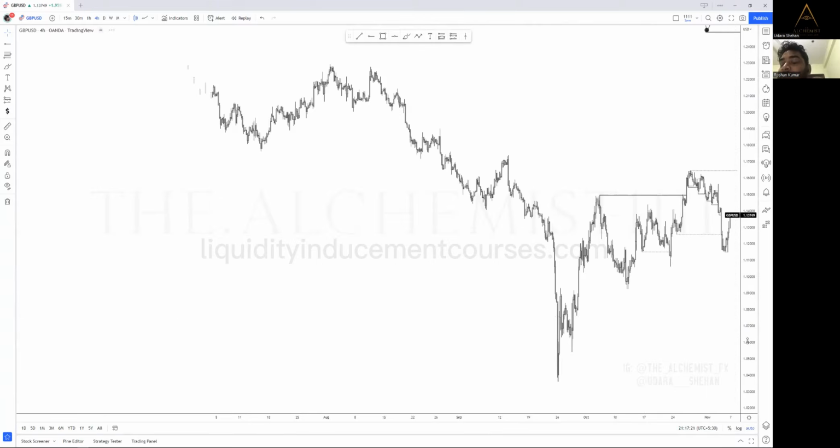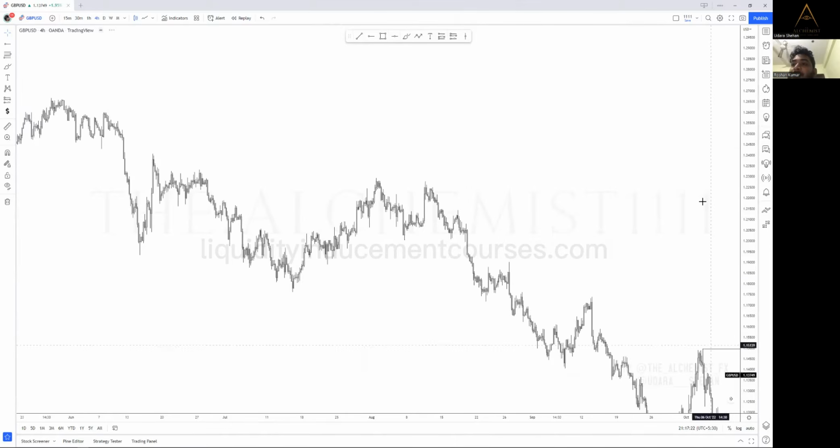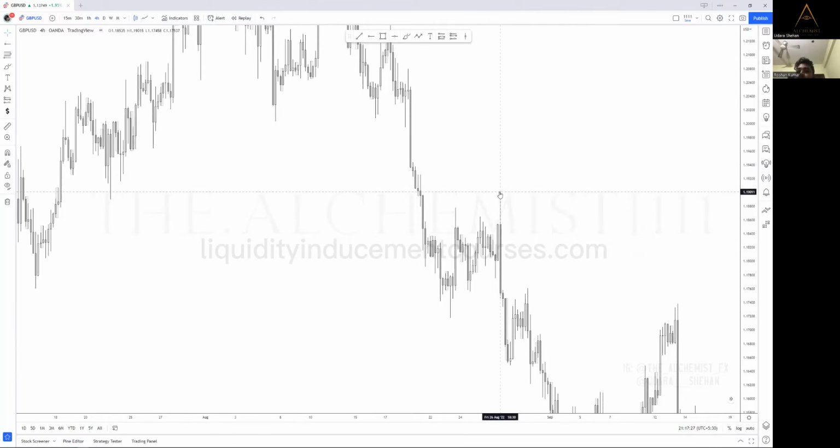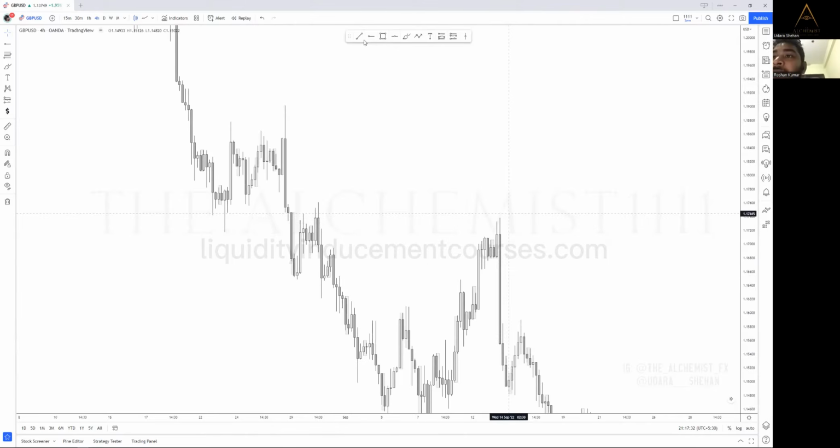So let's see some more. Even this one. Where did this tap into before falling? These areas, open close levels. See that? Open close levels. Look at this one. Look at this one.